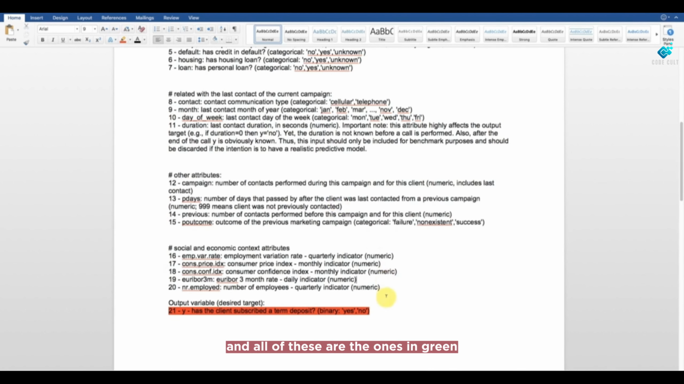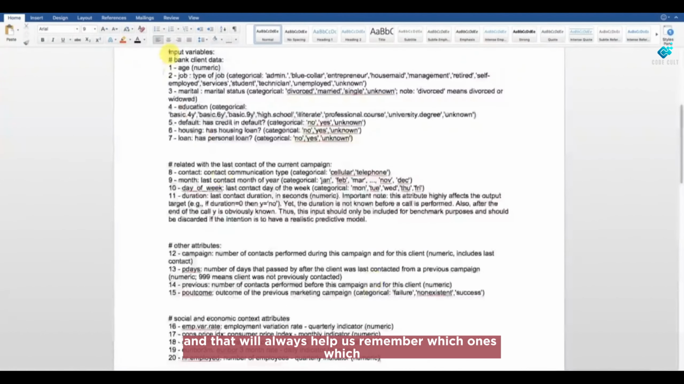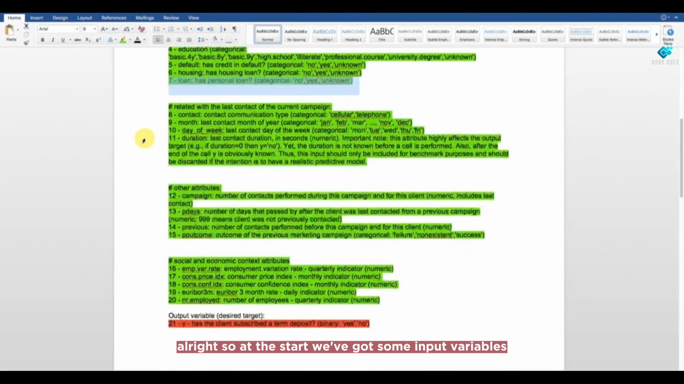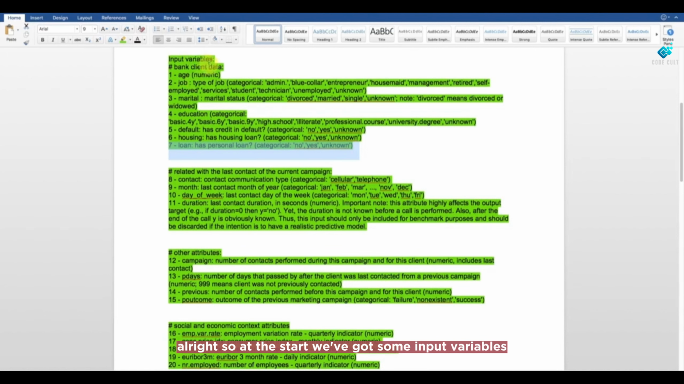And all of these other ones in green. And that will always help us remember which one's which. All right, so at the start, we've got some input variables.